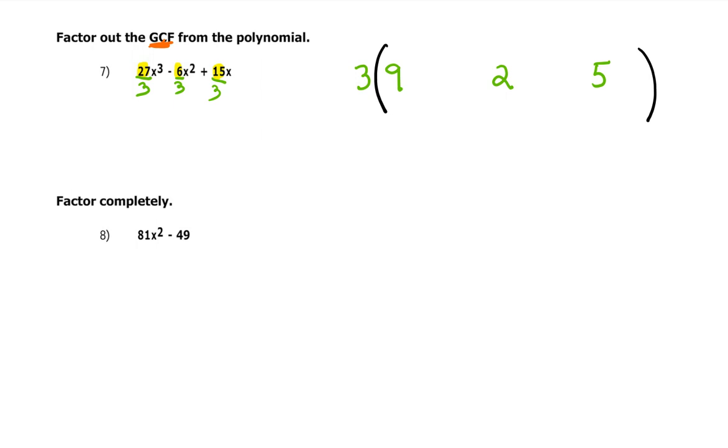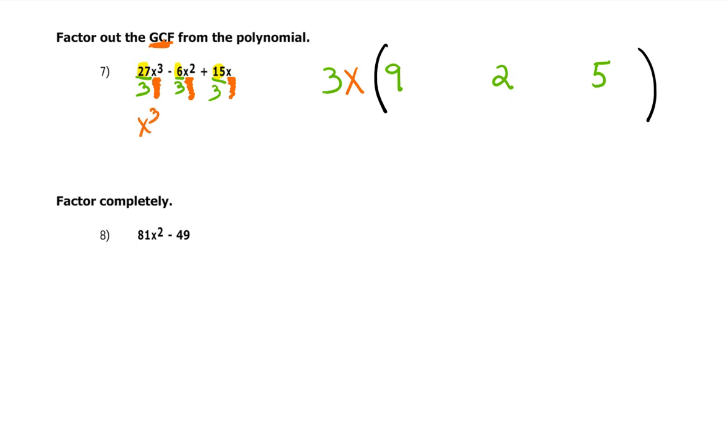Then you want to go and look at your variables. You have an x cubed, an x squared, and an x. Now, what they all have in common is an x, and I realized I didn't leave enough room for my x here. Let me erase my 3, pull it out a little further, because there's going to be an x right here. I can get an x out of all of those.